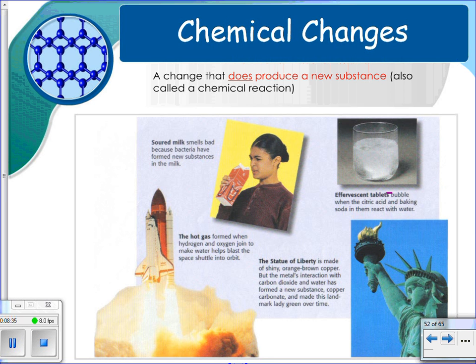Chemical change, a change that does produce a new substance, also called a chemical reaction. So you have here soured milk. You have a hot gas formed when hydrogen interacts with oxygen. That's not a phase change just because you see the word gas, but since that gas was formed from hydrogen and oxygen, you get a new substance. Interaction with carbon dioxide and water has formed a new substance. That would be a chemical reaction. And then you have the bubbling there, which indicates something's up. It's not just that it's bubbling, but that citric acid and baking soda are reacting there.